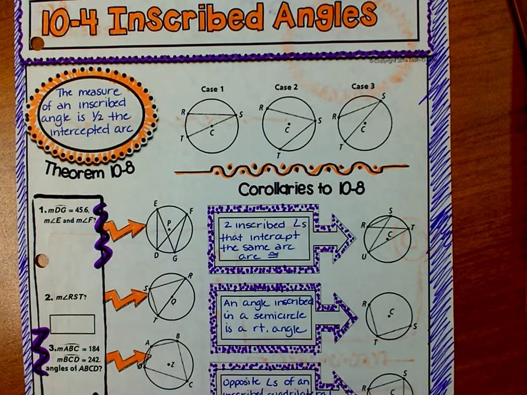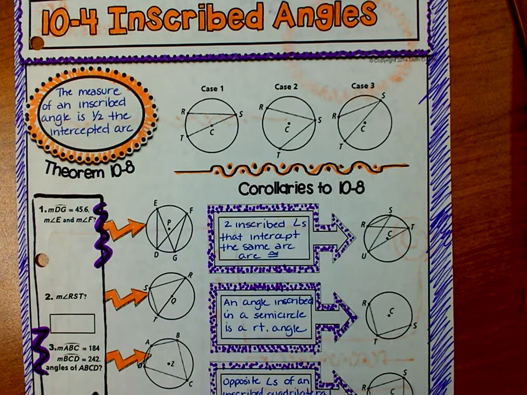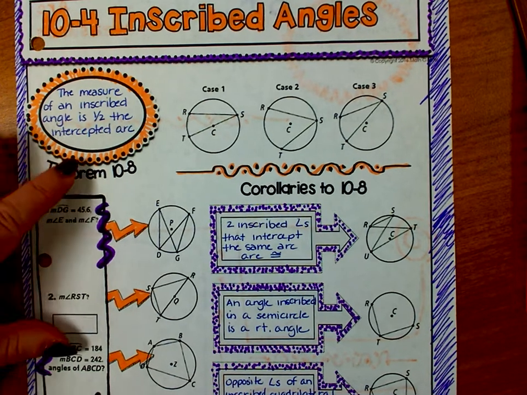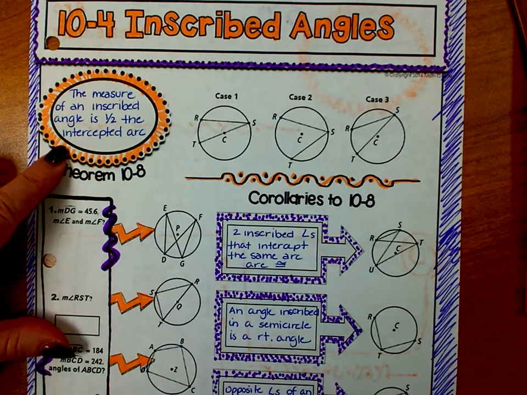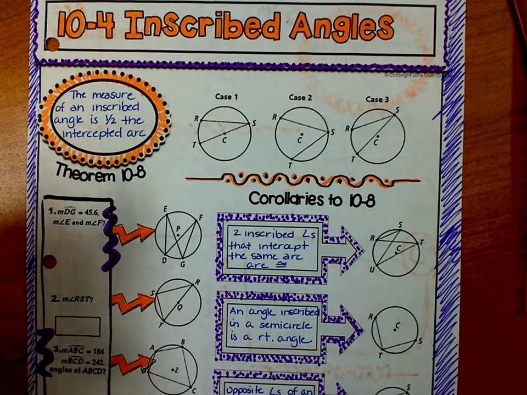Welcome back. We are discussing the fourth lesson in Chapter 10 of the Pearson Geometry video series. Section 10.4 is focused on the properties of inscribed angles. As Theorem 10.8 states, the measure of an inscribed angle is half the intercepted arc.